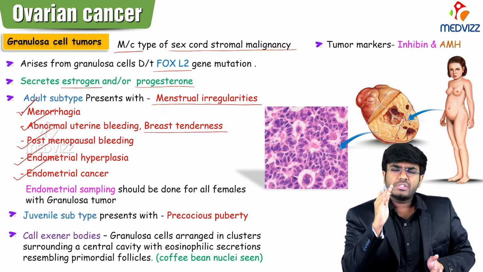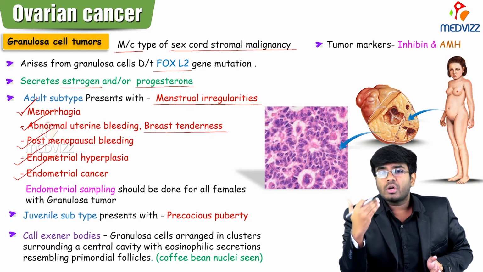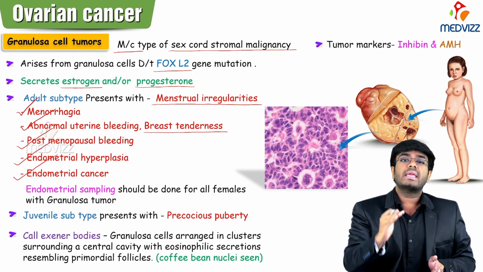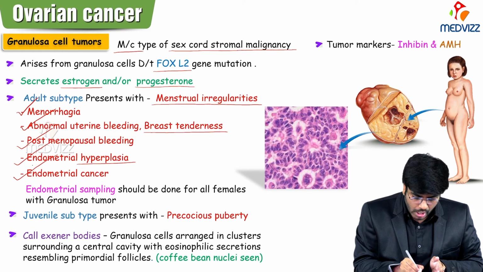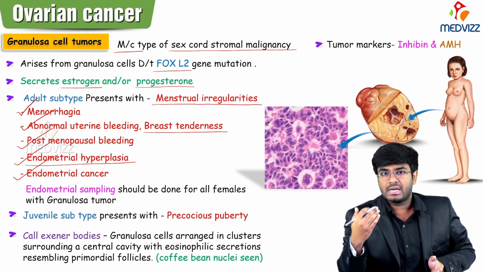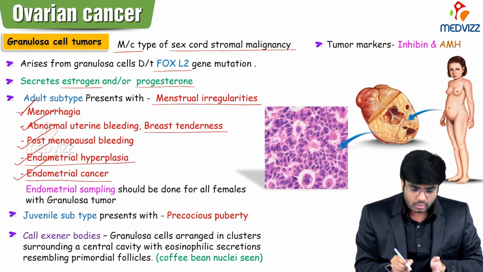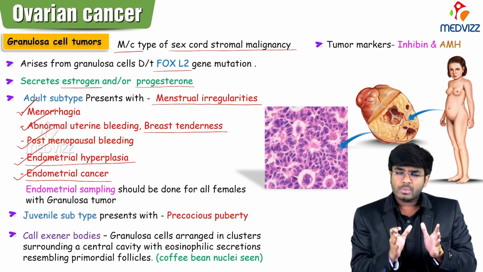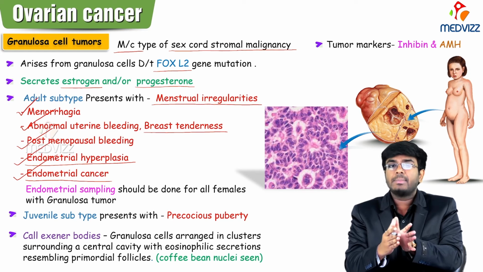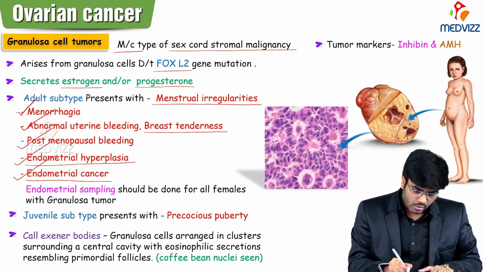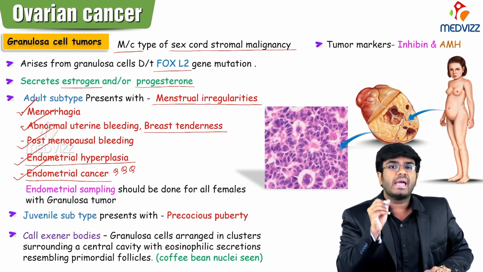See, estrogens help in endometrial proliferation. If there is too much estrogen, that can cause endometrial hyperproliferation, that is endometrial hyperplasia. We all know that endometrial hyperplasia is a pre-malignant condition for endometrial cancer. So too much estrogen can cause endometrial hyperplasia, which at any time can convert into endometrial cancer. Okay, so a female with a granulosa cell tumor is at risk of developing endometrial cancer.